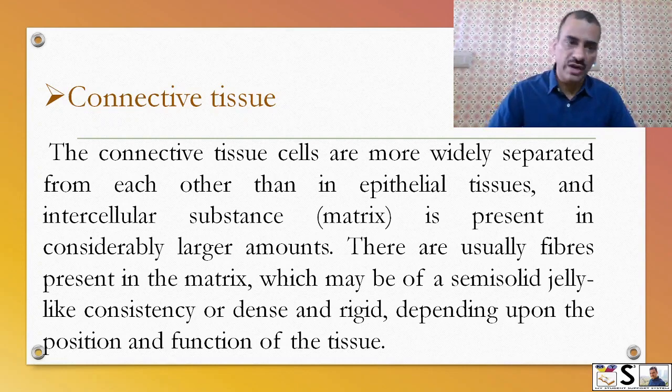The connective tissue cells, as the name suggests, connect, bind, or support. They are widely separated from each other. The cells are not attached or tightly fit, they are widely separated, and the interstitial material, that is known as matrix, is more. There are usually fibers present in the matrix, which may be present in a semi-solid jelly-like consistency or dense or rigid, depending upon the position and function of tissue.